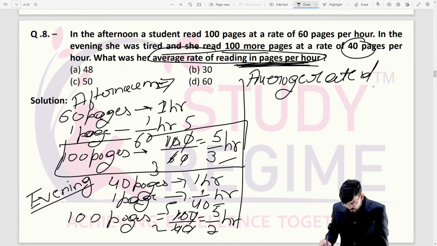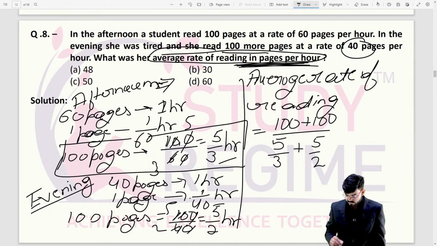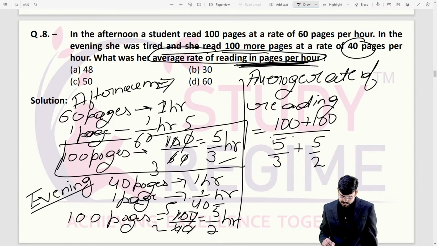Average rate of reading. She is reading 100 plus 100 pages, and the time she is consuming is 5 by 3 plus 5 by 2. See, 100 pages in the afternoon and 100 pages in the evening, and the time she is consuming is 5 by 3 hours and then 5 by 2 hours.